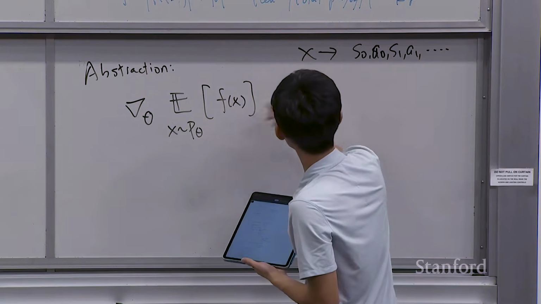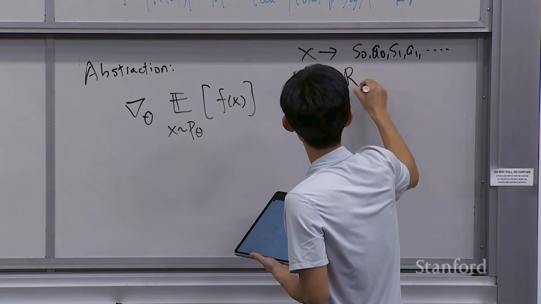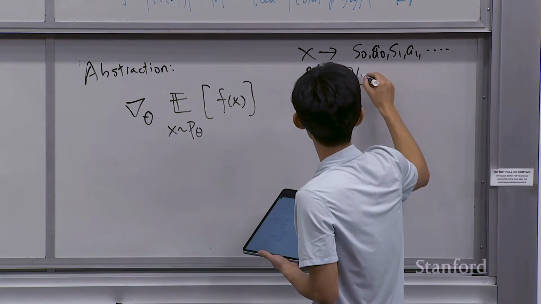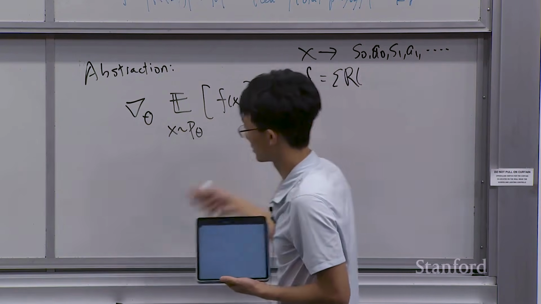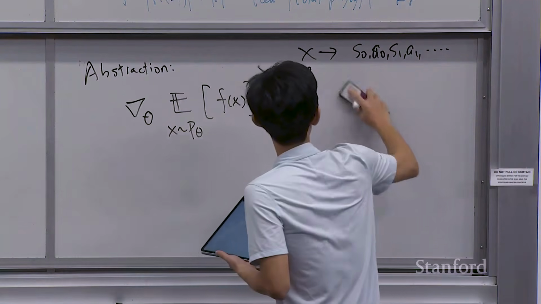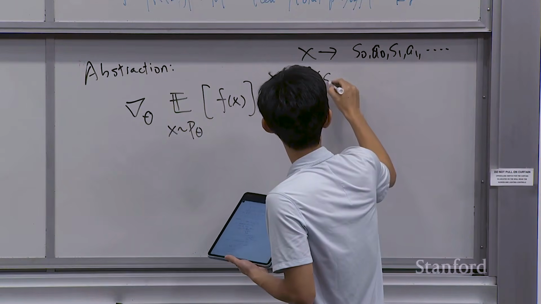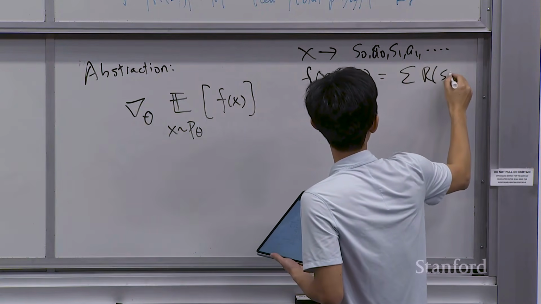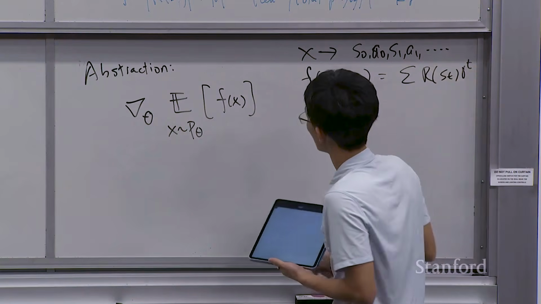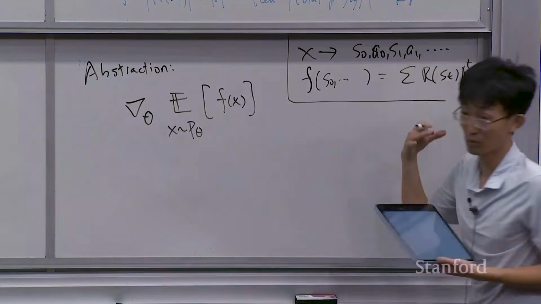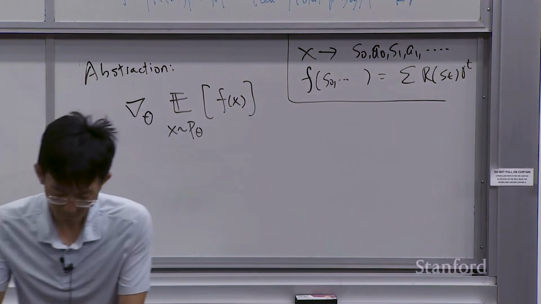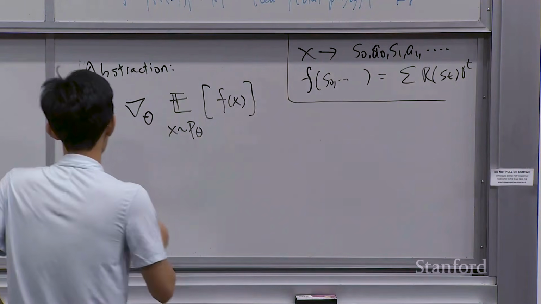And your f is kind of like that reward function, right? In some sense. So f is the reward function. So f of the trajectory is in some sense the sum of the reward. Okay, so that's my abstraction. But I want to deal with a simpler setting first. So how do you take the gradient here?